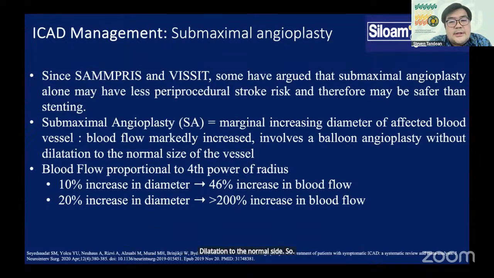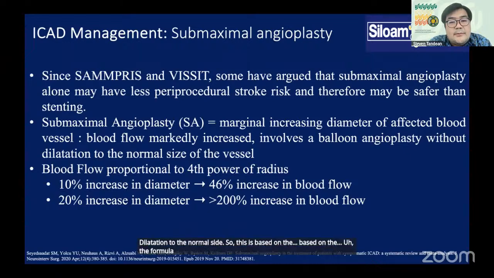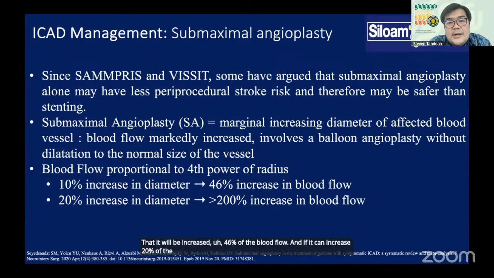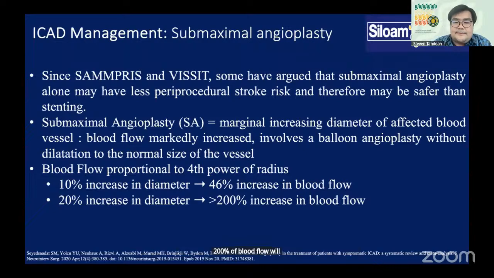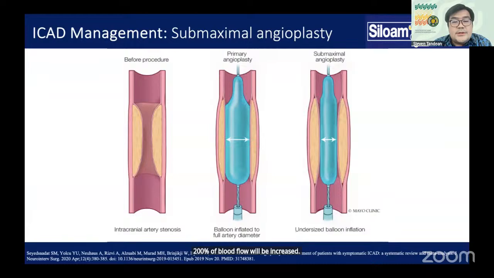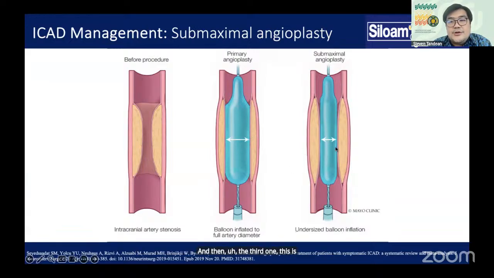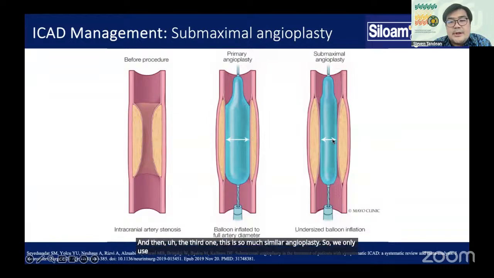This is based on Poiseuille's formula. If we increase the diameter by 10%, blood flow will increase by 46%. And if we increase the diameter by 20%, blood flow will increase by 200%. So this is the difference. In the middle, we have primary angioplasty, where we try to make it normal. And the third one is submaximal angioplasty, where we only use undersized balloon inflation.